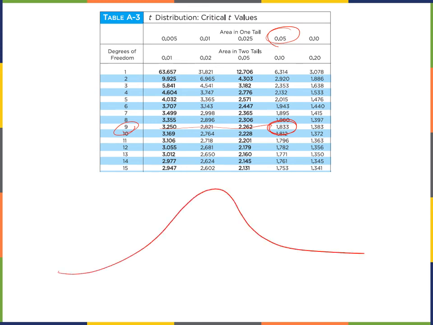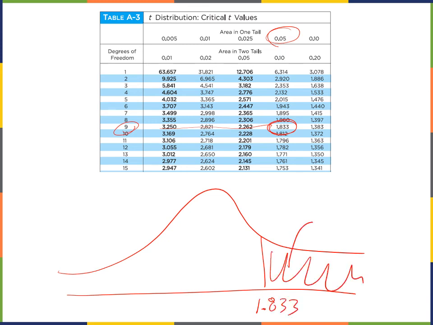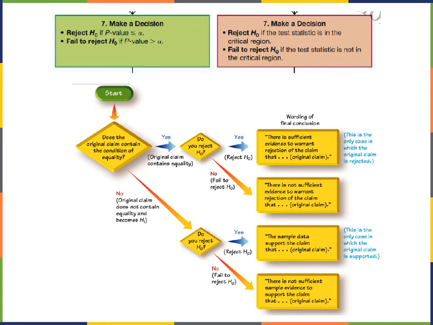So we go back to our picture. Our critical value here is 1.833. This is our alpha of 0.05. Our test statistic was 1.98. 1.98 would be in here. 1.98 would be to the right of this value. Remember, 0 in the middle. So our test statistic is in the critical region. So we will reject H sub 0. Again, right here, test statistic is in the critical region. We reject H sub 0.